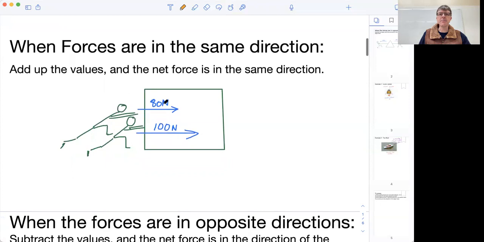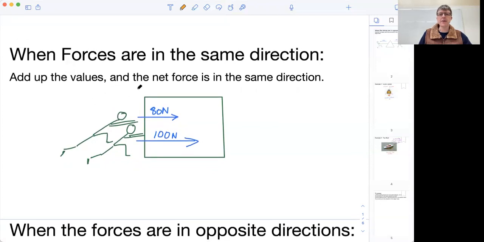When the forces are in the same direction, we add up the values and the net force is in the same direction. So here we have an example. These two folks are pushing on a big box, and this person is pushing with a force of 100 newtons to the right. This other person is pushing with a force of 80 newtons to the right. So if we want to find the net force, they're both pushing in the same direction, so we're just going to add up those two forces together. And what we find is that we have 180 newtons.